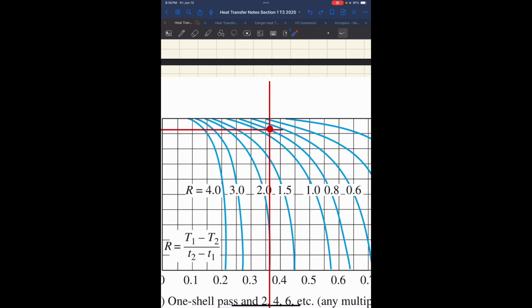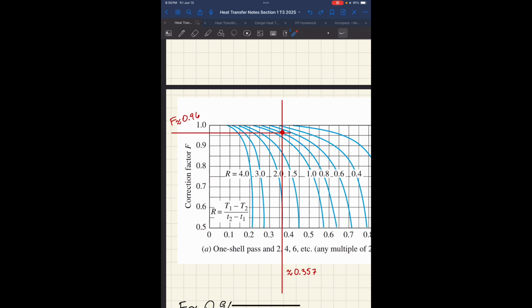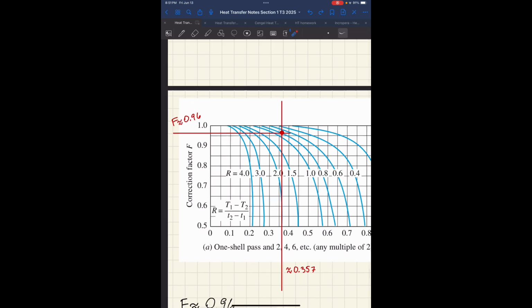Where does this touch with the 0.8 curve, which is this curve over here? That's going to be just above 0.95, so it's approximately 0.96.